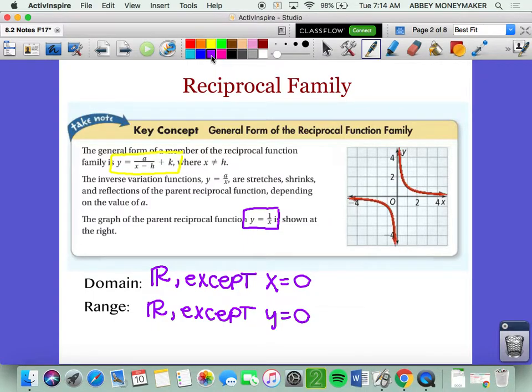Now, when I do some examples in a second, I'm going to show you that it's not always 0, okay? It is for the parent function here, but it isn't always going to be 0 when we start looking at other examples. You're actually going to see that my domain restriction comes from whatever h is, and my range restriction is going to come from whatever k is. We will see that in just a second.